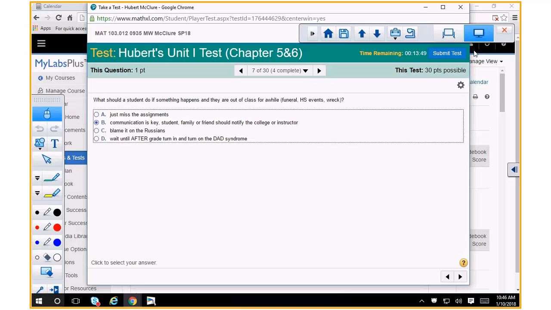There's 15 of these on each of your tests. They're the same questions. By the end of the semester, you will have 4 of each question. You understand what I'm doing here?